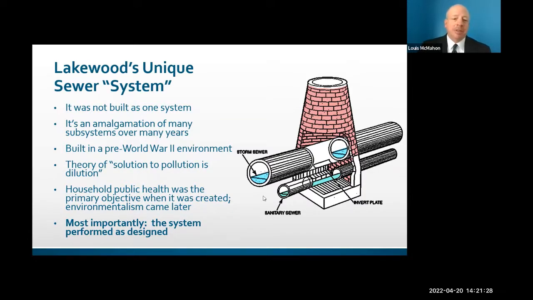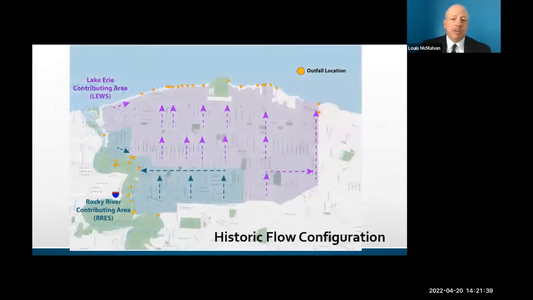Again, none of this was connected to a wastewater treatment plant. So it was a very different idea of how you interacted with water. Next slide, please. So this is an indication of the historic flow. Again, there's no interceptor. There eventually was a plant built. You'll see in the next slide, but these basically drained to where the water resources were, and the solution to pollution was dilution.